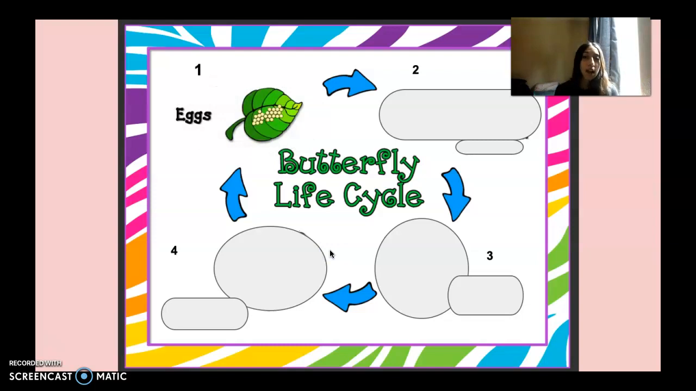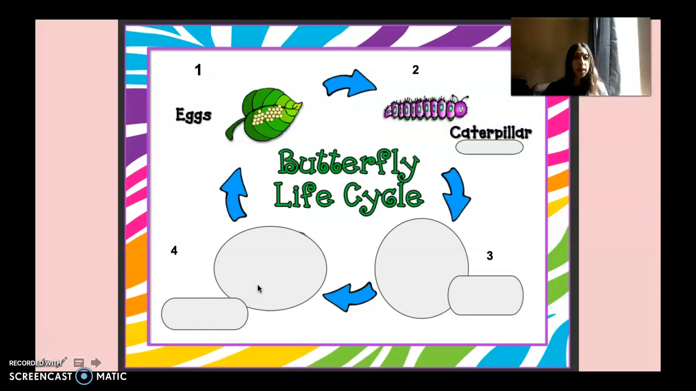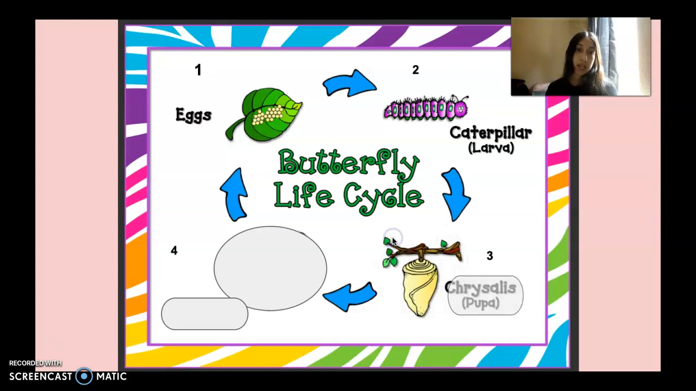Can someone raise their hand and tell me the second step? What is the second step? They are a caterpillar, yes. Can anybody tell me what's another word that we can use for caterpillar? You want to go ahead and just say it out loud? Yes, it's a larva. Can I get a friend to go ahead and tell me the third step? It is a chrysalis. A chrysalis, they form their little cocoon and they're getting ready to become a butterfly. They're going through, remember, our vocabulary word, metamorphosis.